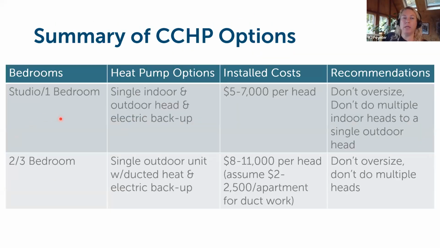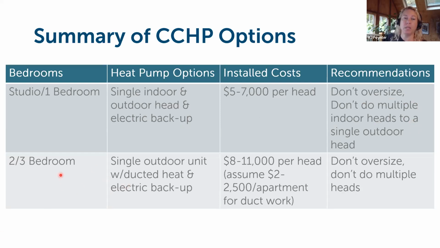So in summary, if you have a studio or a 1 bedroom, we're not recommending that you do multiple indoor heads with 1 outdoor unit. We're recommending you do a single indoor to outdoor with some electric backup in the bedroom if needed. And you're talking about 5,000 to 7,000 per head. Don't oversize, don't do multiple heads.